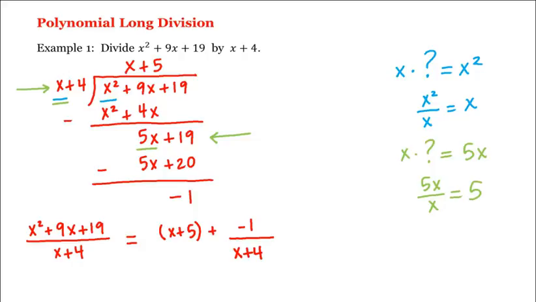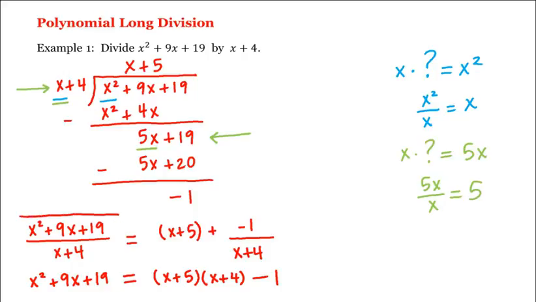Or we can multiply both sides of the equation by the divisor, x plus 4, which gives us that x squared plus 9x plus 19 is equal to x plus 5 times x plus 4, and then minus 1. So these are two nice ways of representing our answer.